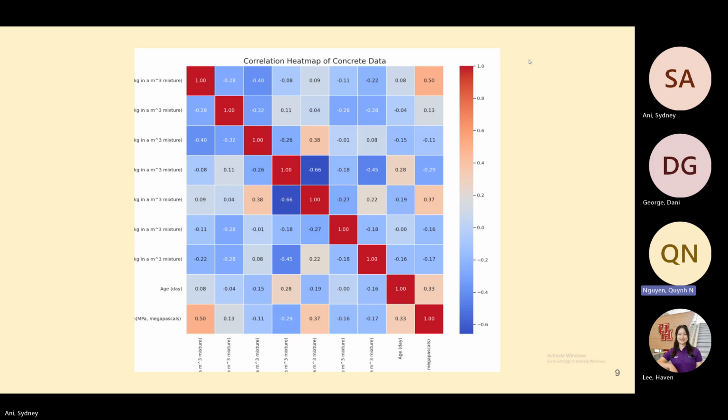Finally, the correlation heat map validated expected material science principles. The cement content and curing age both positively correlate with strength, while the water content negatively correlates with strength. Aggregate content shows only weak correlations. Hence, it reinforces that paste quality, primarily the cement and the water, drives the compressive strength.